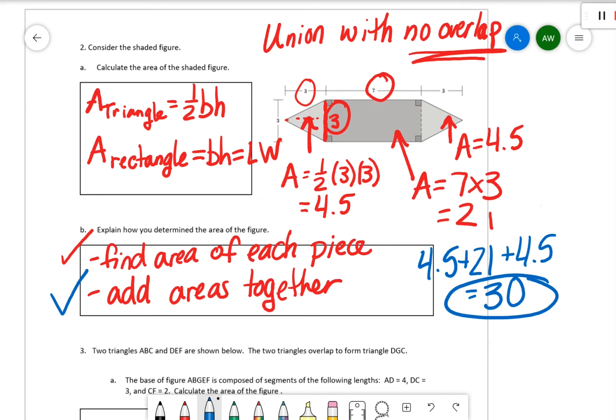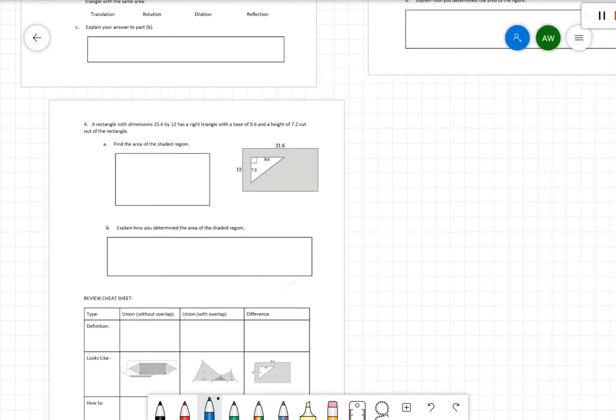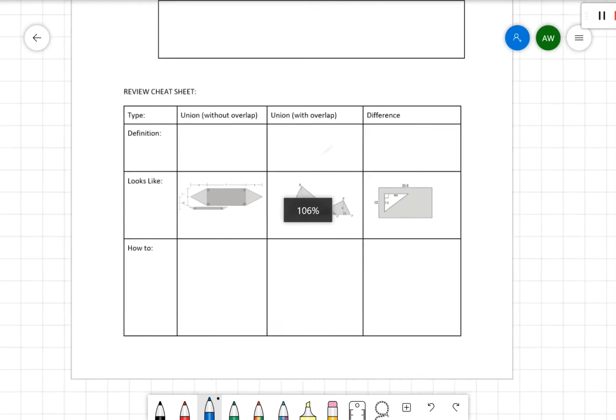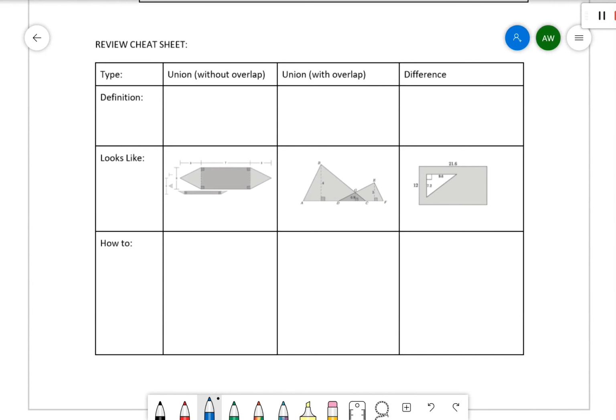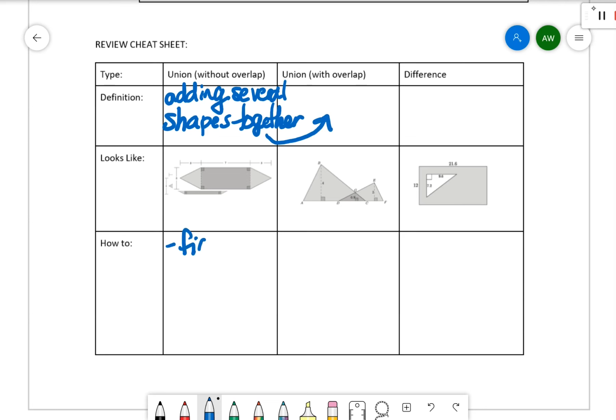Just as a review, let's go to the bottom of this assignment and add this information on our review cheat sheet. So union without overlap is when we're adding several shapes together. This is actually the same as union with overlap, and we'll talk about that in just a moment. So union without overlap, we're adding several shapes together, and we find the area of each shape.